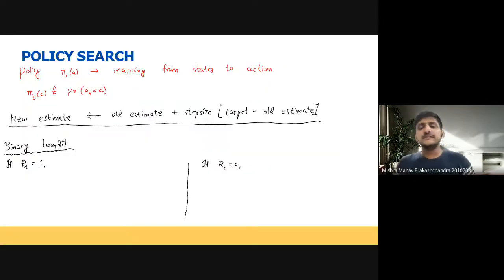The first thing that the Professor covered in the last lecture was policy search. So what is a policy? A policy is a function that maps from states to actions. It is defined by this quantity pi t of a. The index t represents that the policy changes with time. So pi t of a is the probability of selecting action a at time t.